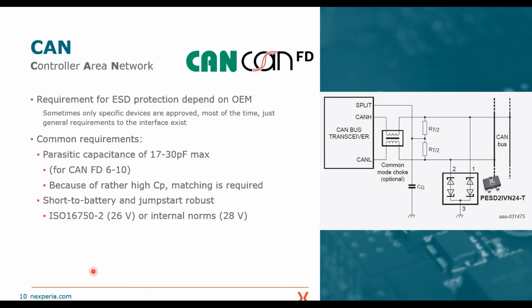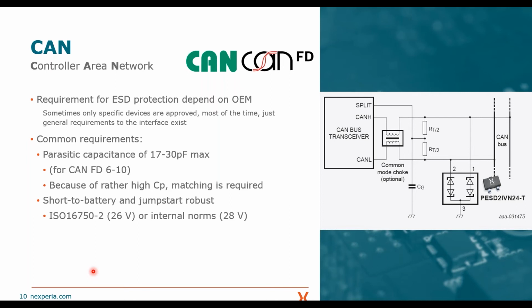There we need to look at the parasitic capacitance, and due to the fact that we have higher bandwidth here, CAN high speed is up to 500 kilobits per second, CAN FD is going up to 5 Mbits per second. So for classic CAN there is 17 to 30 picofarad of maximum capacitance, and for CAN FD, for some car OEMs it's the same requirement, and others say, okay, the parasitic capacitance should be below 10 picofarads here.